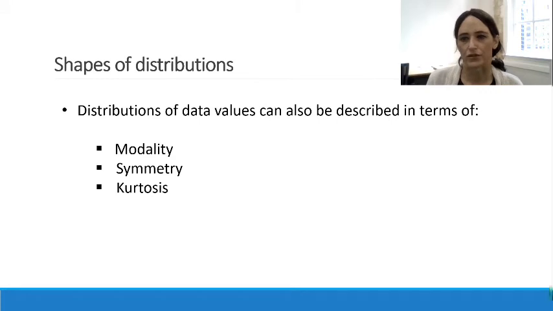Okay, so in addition to our indices of variability, we can also just describe the shape of a distribution as well. And this becomes important when we start characterizing variables as conforming to a specific distribution in terms of its shape. Does it look like a normal distribution?